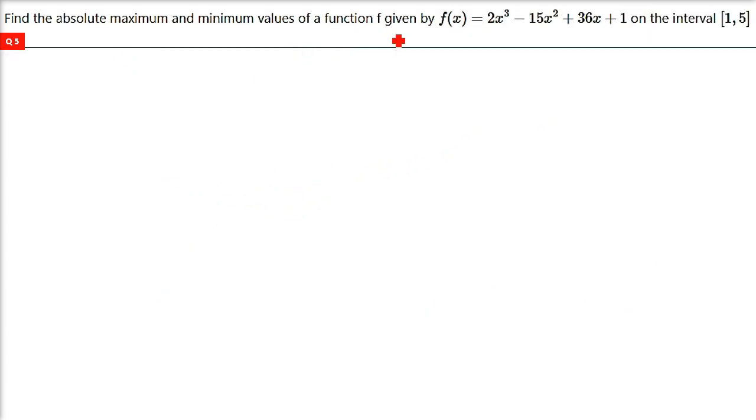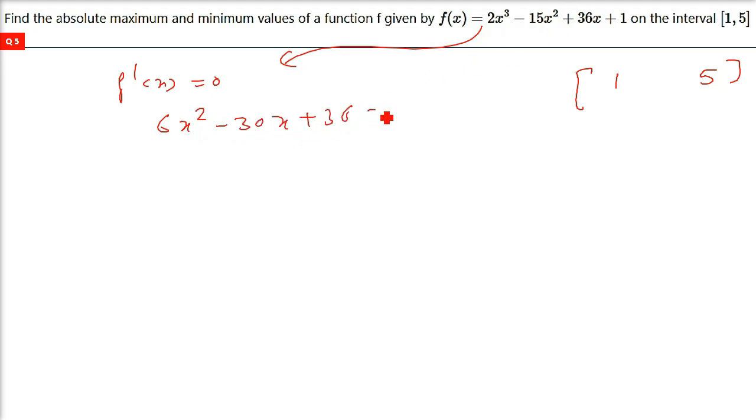Next one is find the absolute minimum and maximum of f(x) equals 2x cube minus 15x square plus 36x plus 1, on the interval [1, 5]. So maybe we may get certain numbers which can be the critical numbers. I am doing the differentiation here. 2x cube gives 6x square minus 30x plus 36 equals 0. You can take 6 common or divide it by 6. So x square minus 5x plus 6 equals 0. x square minus 2x minus 3x plus 6 equals 0.